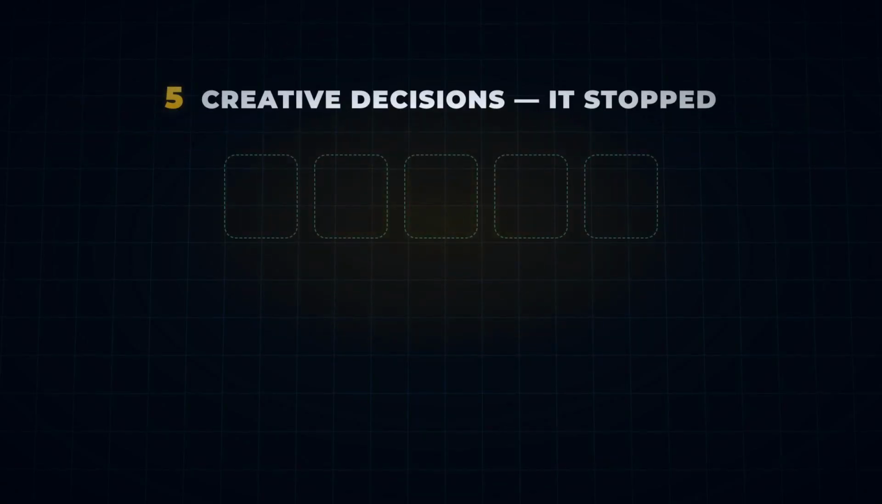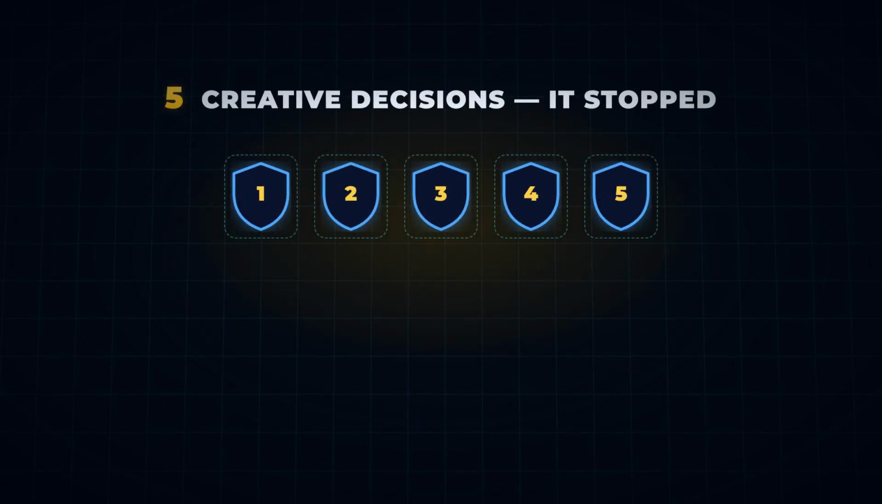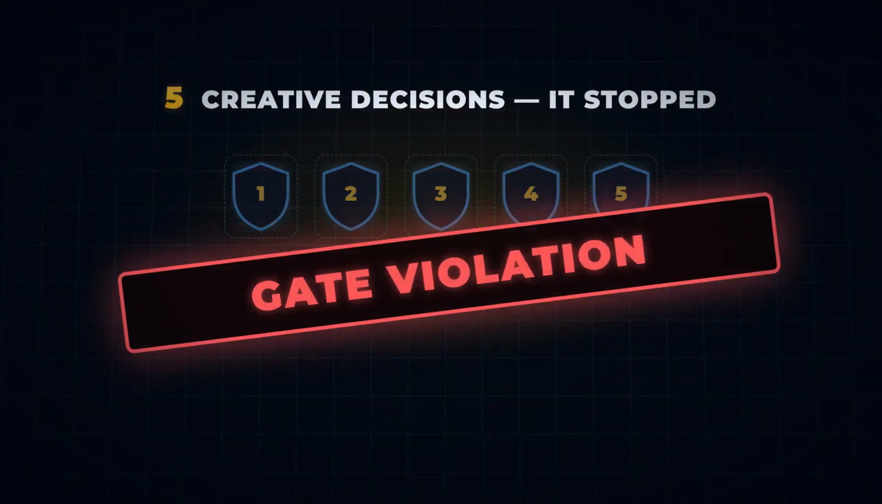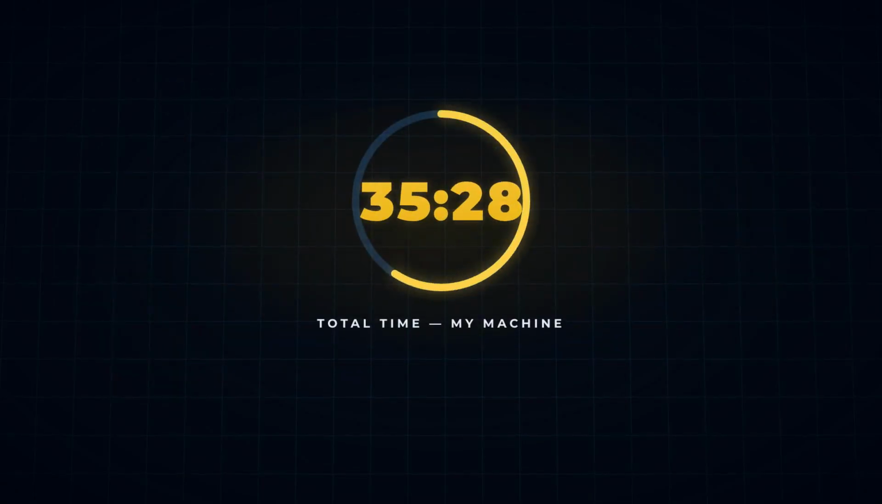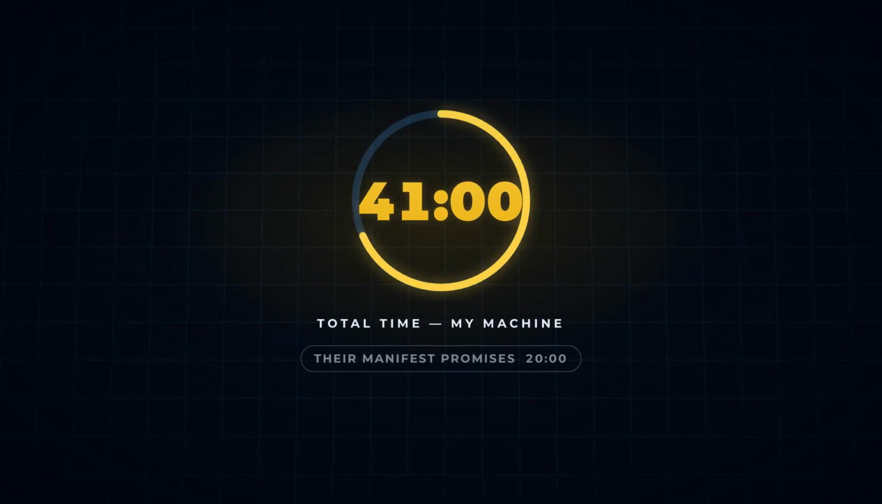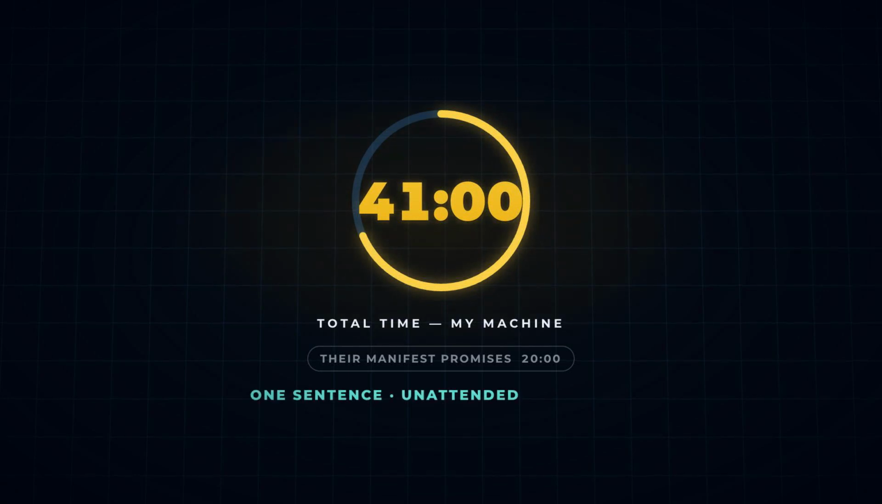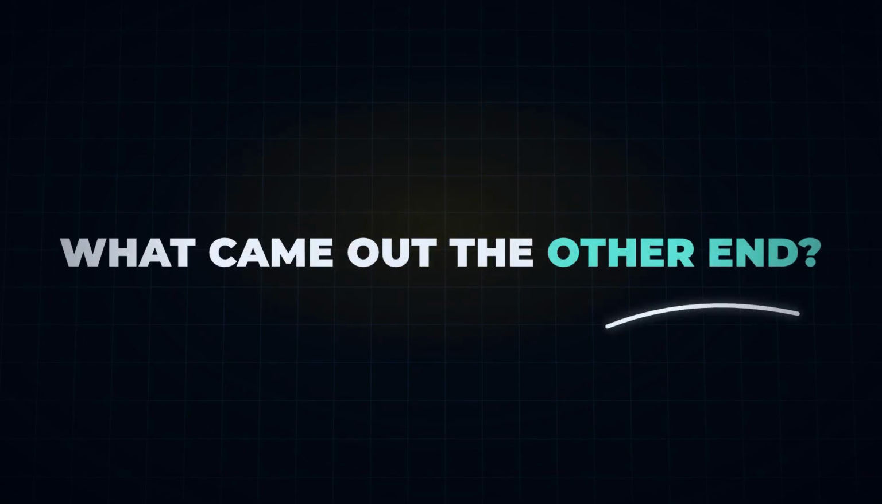And the discipline is real. At 5 separate creative decisions, it stopped and refused to continue without an approval. The system literally throws a gate violation error if you try to skip one. Total time on my machine, 41 minutes. Their manifest promises 20. Still, from 1 sentence, unattended, that's not bad. Question is, what came out the other end?